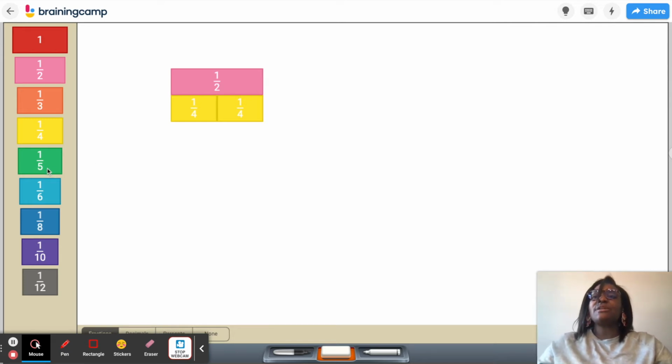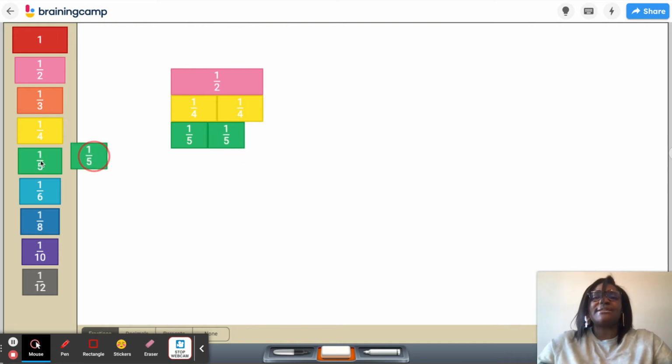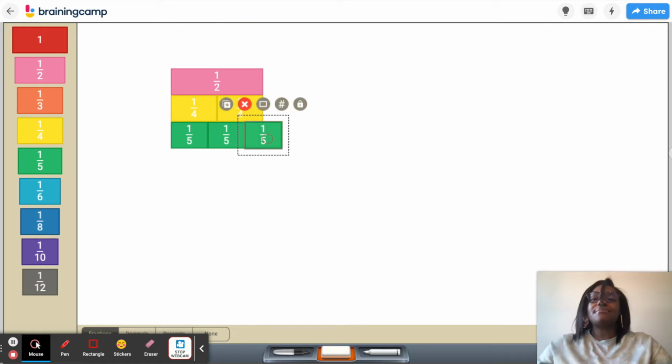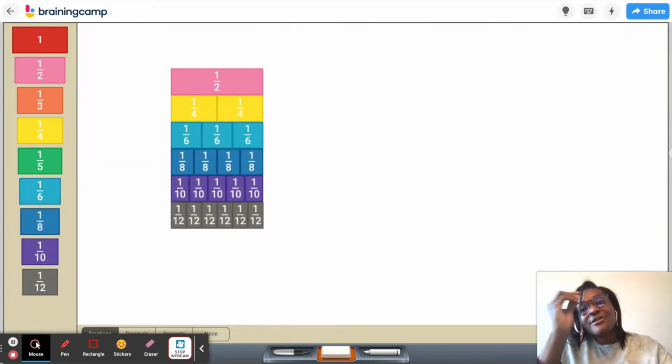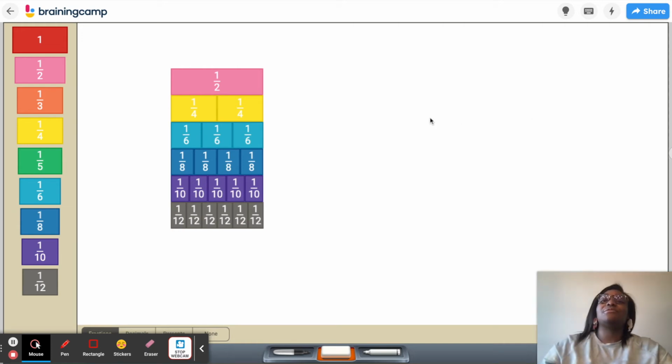Then you continue to see what other equivalent fractions they can show. You'll get a lot of trial and error. This is the exploring part. You're not going to tell them, you're wrong, you shouldn't be getting fifths. You're going to let them see for themselves that you can't have any fifths that are equivalent to 1/2. So here are all the equivalent fractions that you can make for 1/2 with the fraction tiles.